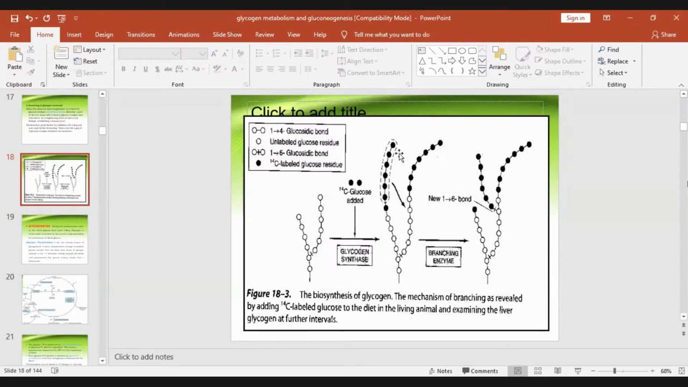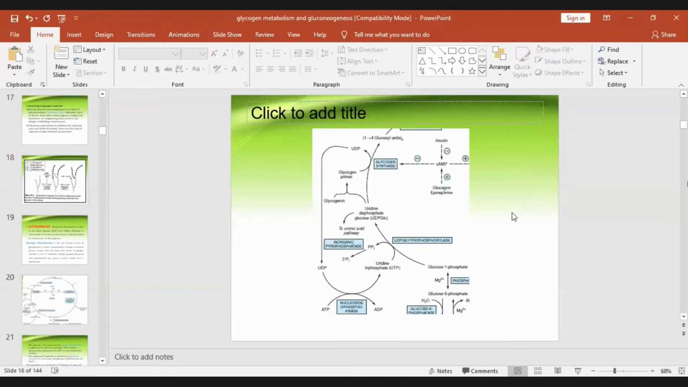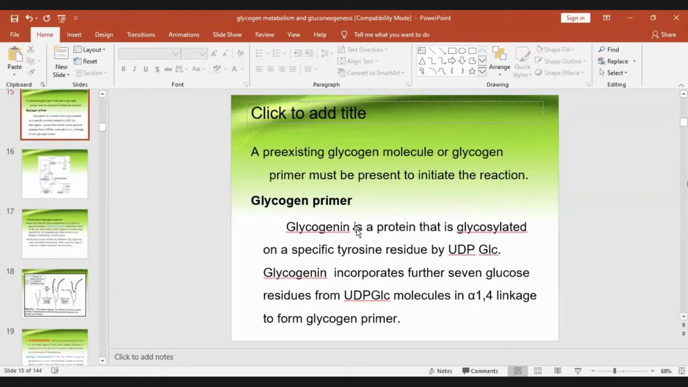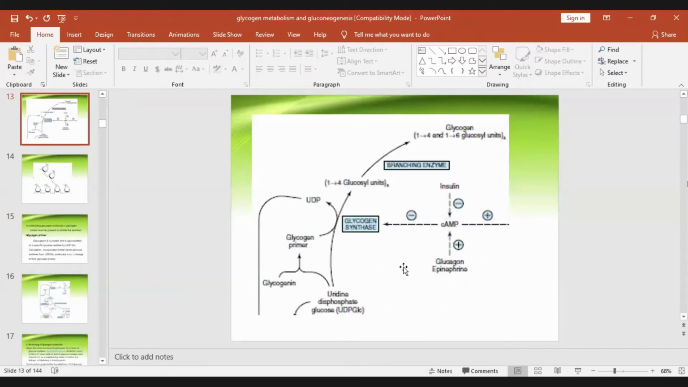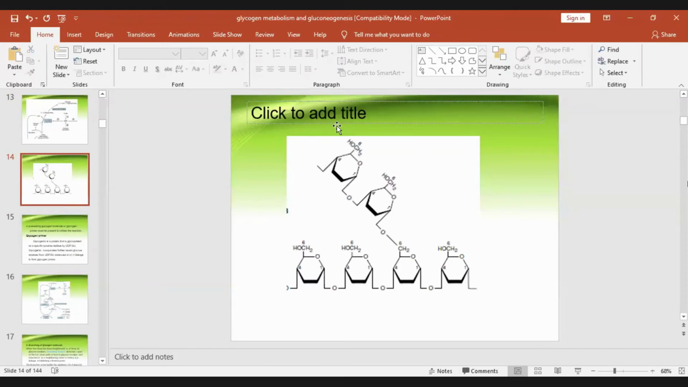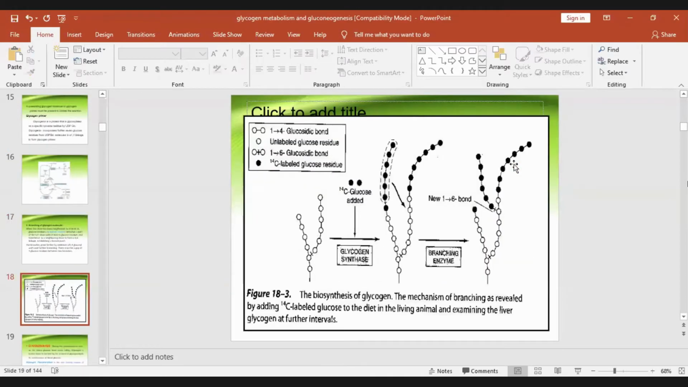6 glucose residue piece to an existing branch, forming a branch point with an alpha 1,6 glycosidic linkage. So here it is alpha 1,4 glycosidic bonds, whereas at the branch point it is an alpha 1,6 glycosidic bond. See this? This is the 4,1, whereas here it is 6,1. Then elongation takes place again and the process is repeated. So that is about glycogenesis.